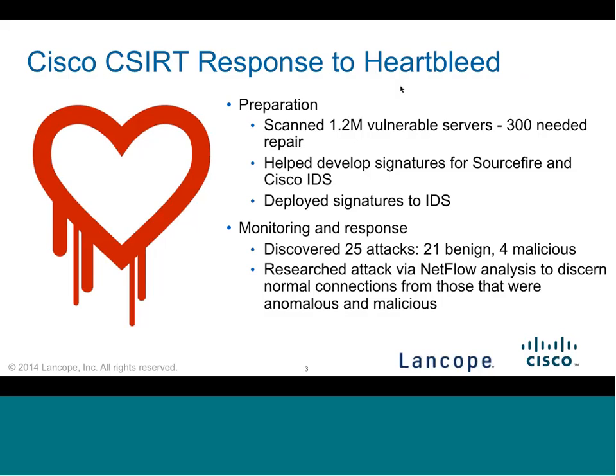And so what we did in preparation was we actually scanned about 1.2 million IP addresses external to Cisco and found that about 300 of those actually needed to be fixed. We developed some signatures for SourceFire and the Cisco IDS systems and deployed the signatures to our IDS. Those were, honestly, the signatures that first came out were hit and miss. Anyone who may have deployed the bleeding edge signatures, some of them were actually disabled by default. And it was a little bit of a pain to determine what was a false positive versus what was actually a malicious connection to your system.